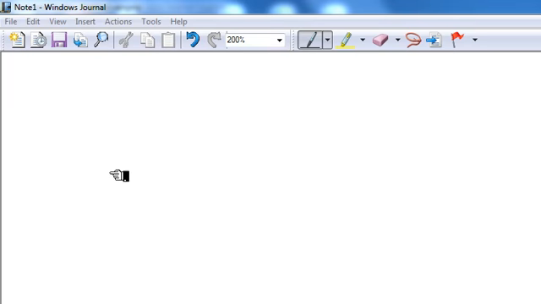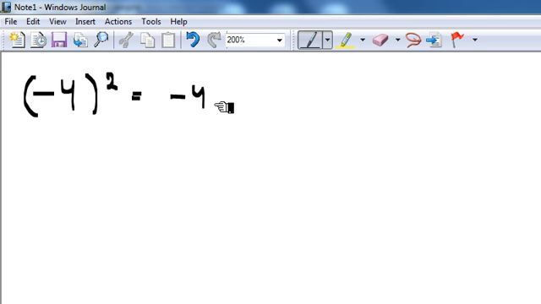So let's do a couple of examples. Powers of negative numbers. So if we have -4, index 2, we know that this is -4 times itself 2 times. So -4 times -4.